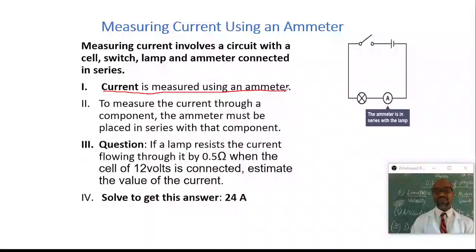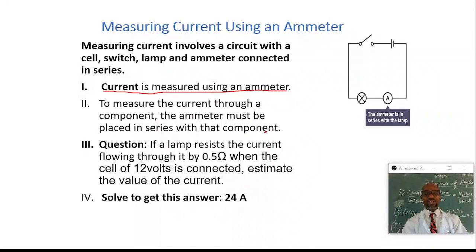That's the first statement here, okay? No matter how small the current is, the instrument that will measure it is an ammeter. Then, according to our statement here, to measure the current through a component, the ammeter must be placed in series with that component.